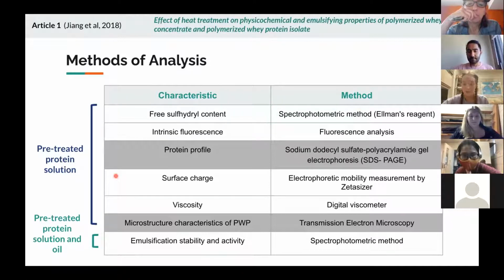Zeta potential is commonly used in the interpretation of protein suspension stability. The viscosity of the samples was measured to see if the denaturation of the protein increased the viscosity due to more interactions with the water. TEM was also used to measure the microstructures of the samples, but I also won't be talking about this in the results. And lastly, they looked at the emulsification activity and stability of emulsions formed by homogenizing the protein solution with soy oil.